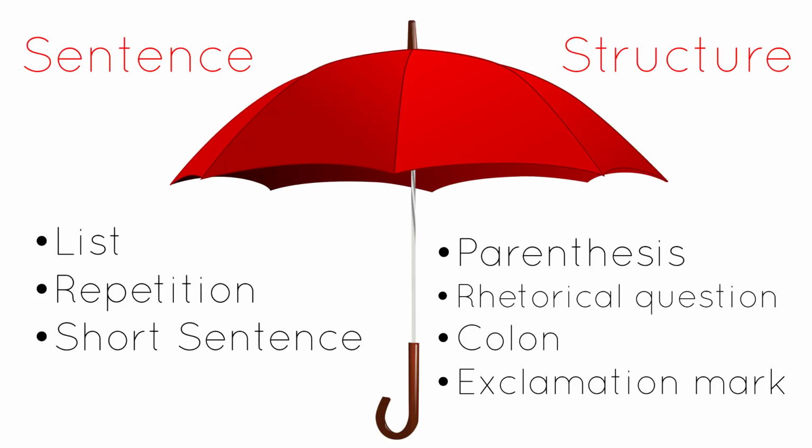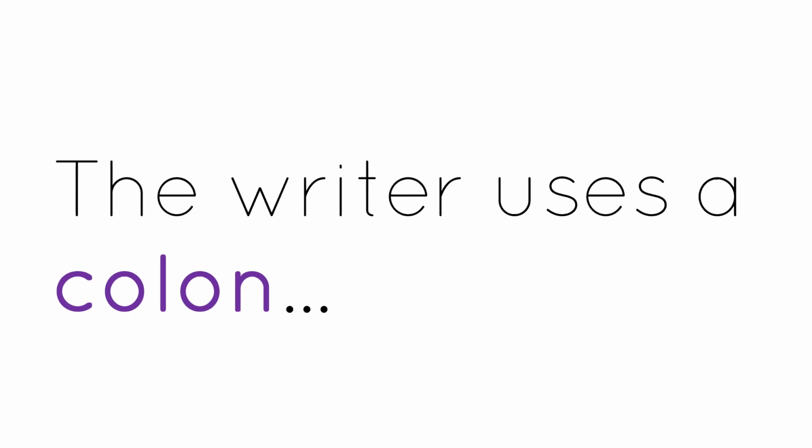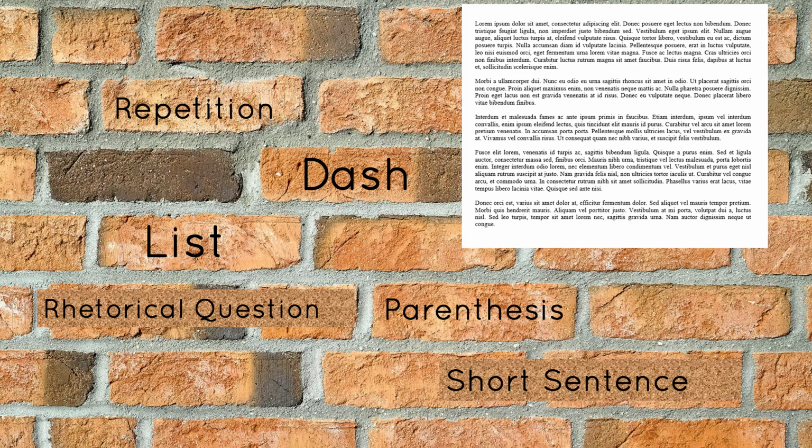Now, just a quick reminder that the colon, the dash, falls into sentence structure, which is an umbrella term. Sentence structure is not a technique, so you cannot say the writer uses sentence structure. You must say the writer uses a dash or the writer uses a colon, as you've seen here on this slide here. So nice, simple, straightforward formula to start your answer. The writer uses a dash, the writer uses a colon, and then working on to what comes after those symbols and explaining that in your own words.